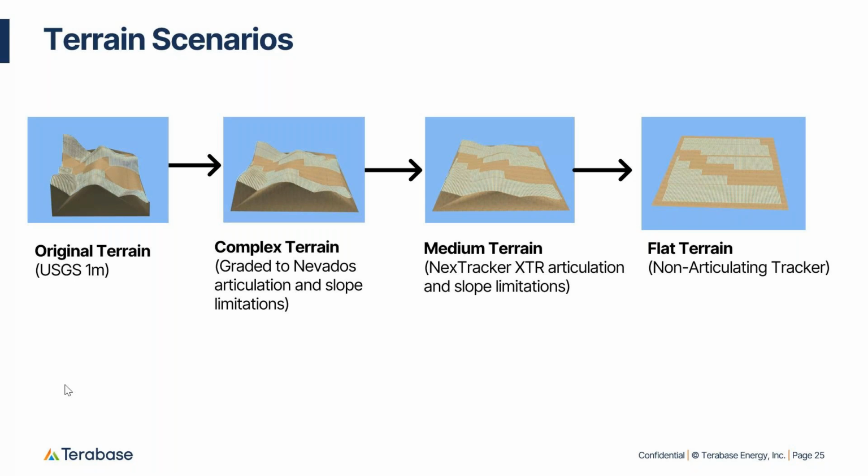And so we took an egregious site, sort of an impossible-to-build terrain, used PlantPredict's Terrain Pro software to grade it to match the mechanical specifications of the Nevados tracker and then the Nextracker XTR tracker. And then we graded it completely flat to do a standard tracker. Go to the next slide.